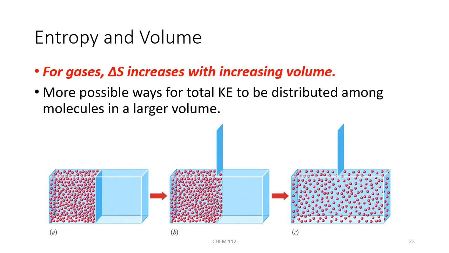When looking at entropy and volume, for gases, the entropy will increase with increasing volume. There are more possible ways for the total kinetic energy to be distributed among the molecules if they're in a larger space. So in A, we can see that there is a divider separating the two sides of the chamber, and all the gas particles are contained on the left. If we remove that divider, as in figure B, we can see that the gas particles are going to spontaneously start filling the empty side. In C, the particles are now spaced out among a higher volume. So there's more disorder amongst them because they have more room to spread amongst themselves. So the entropy has increased in going from A to C.